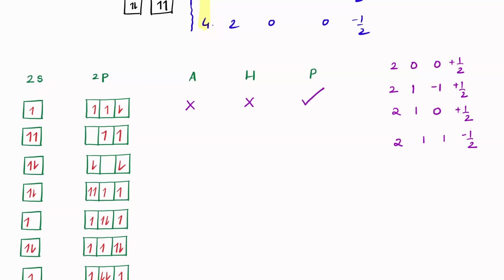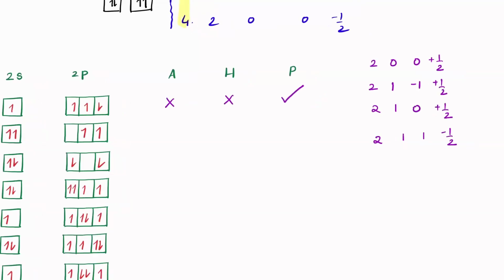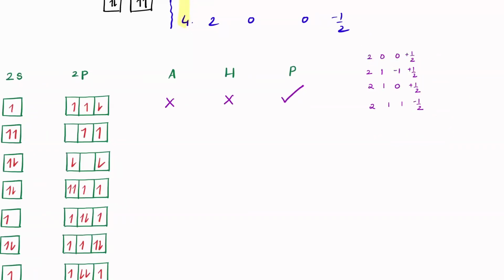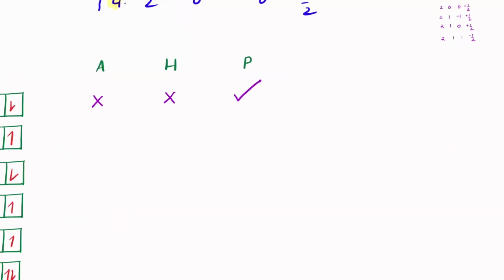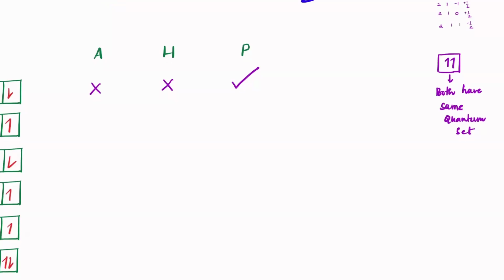Now the simple way to judge whether Pauli's exclusion principle is valid or not, you just need to do one thing. Check out, is there any single box which has two electrons with the same spin? In that case, both have the same quantum numbers. Both have the same quantum set. Got it? As long as we are not able to see anything like this, then we say that Pauli's exclusion principle is followed.